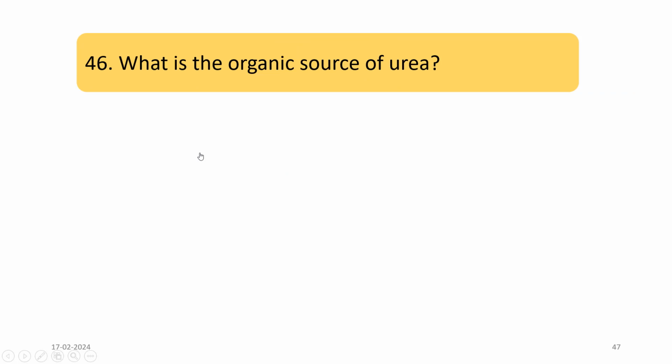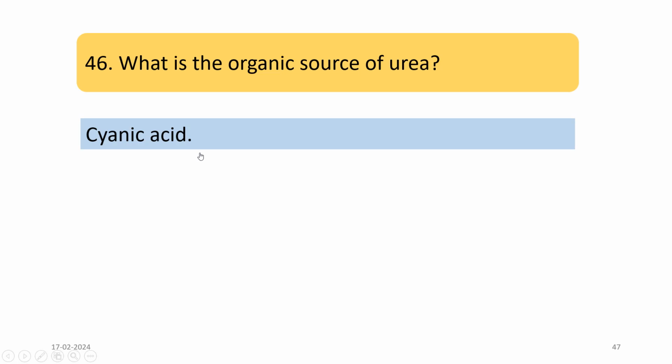Next question: what is the organic source of urea? In 1828, German scientist Friedrich Wöhler synthesized urea for the first time from an organic compound named cyanic acid and an inorganic compound, that is ammonia. Here I have asked for the organic source, so the answer will be cyanic acid.